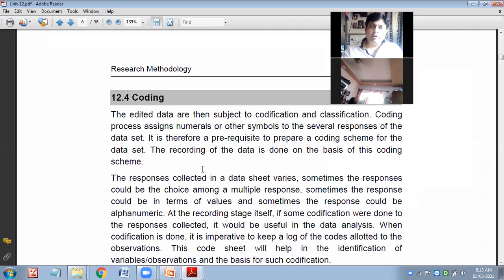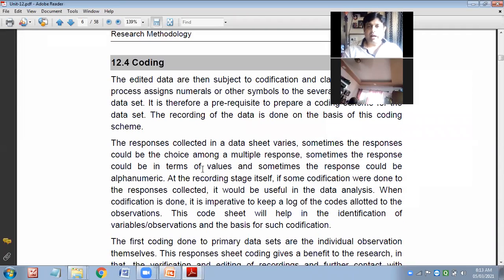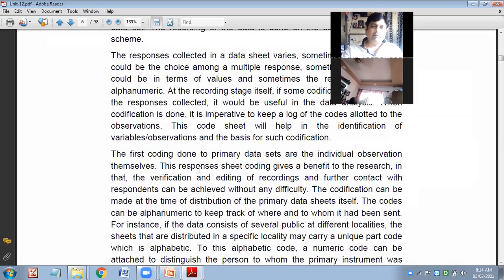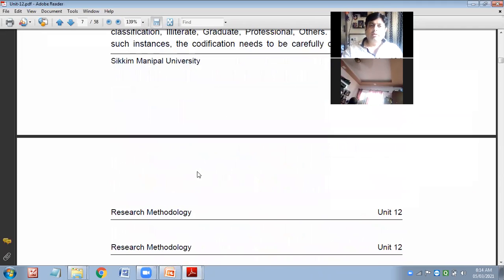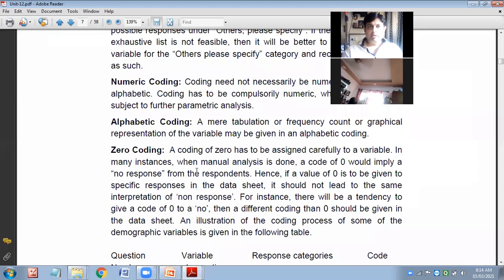And finally we do the coding also. It is very important. Suppose you have asked a question in yes or no, and you want to do the analysis in Excel. Can you do that? No. In that case, you need to do the coding of data. Coding could be numeric coding, coding could be alphabetical coding, coding could be in terms of zero coding, etc.